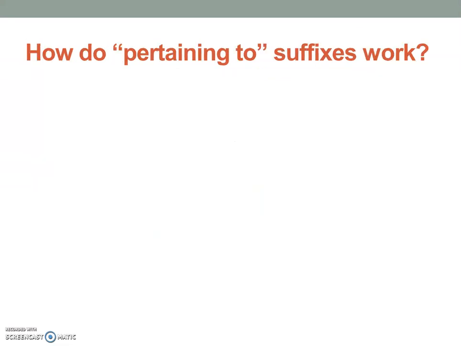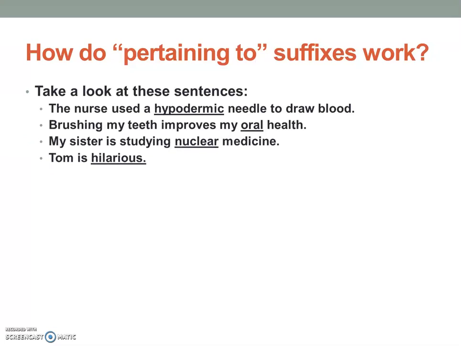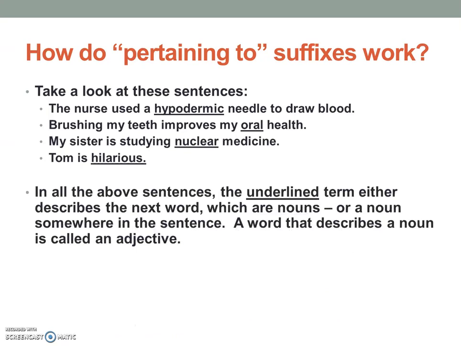So about pertaining to suffixes. Let's take a look at these sentences. The nurse used a hypodermic needle to draw blood. Brushing my teeth improves my oral health. My sister is studying nuclear medicine. And Tom is hilarious. In all the above sentences, the underlying term either describes the next word, which are nouns, or a noun somewhere in the sentence. A word that describes a noun is called an adjective.